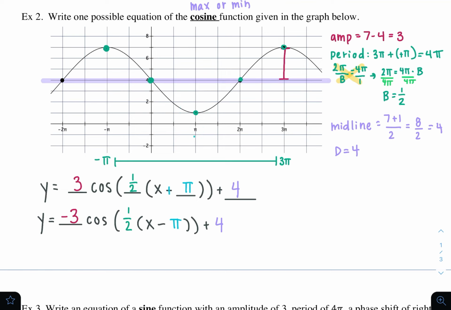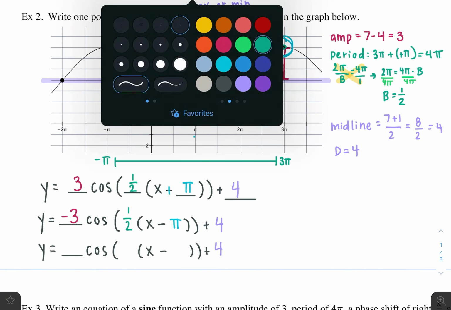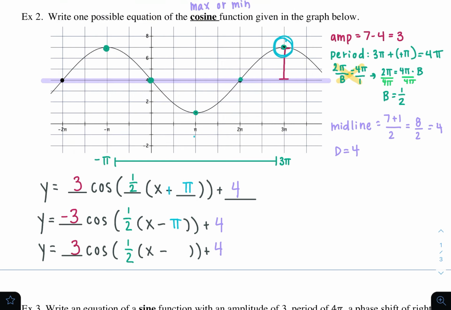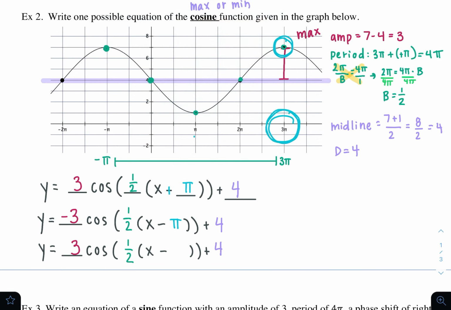Okay, maybe you didn't pick either of those, and you said, I noticed a maximum at 3 pi. That's awesome. We can write another equation. Y equals cosine, because we're writing cosine functions here. Again, our midline is not changing. It remains at 4. Our b value is going to stay at 1/2. Our amplitude is at 3. And now let's check in. This was a maximum, so it's going to be a positive 3. And that maximum was located at 3 pi. So minus 3 pi. Those are all possible solutions for a cosine function.